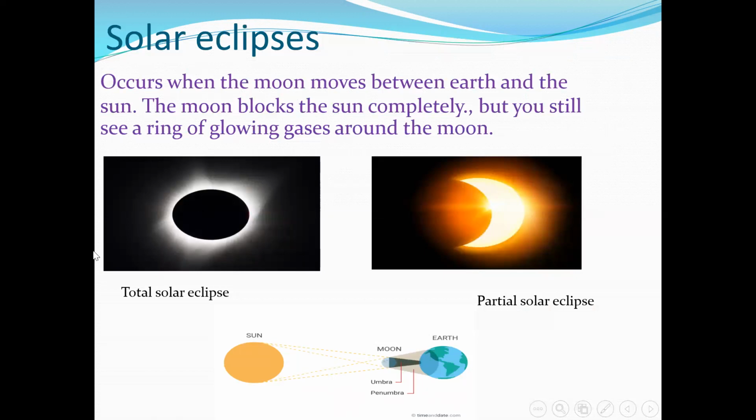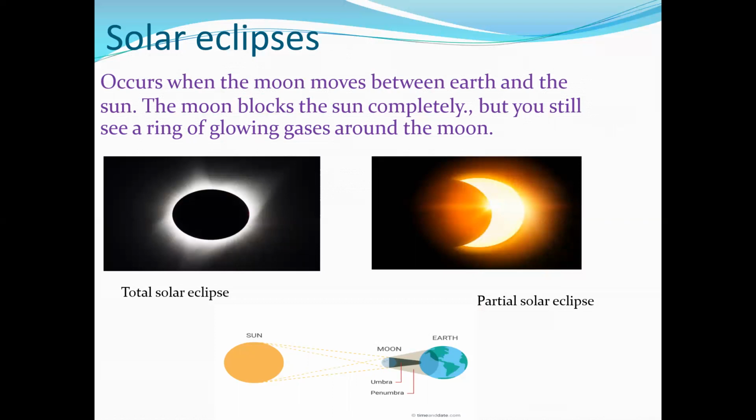A solar eclipse occurs when the moon moves between Earth and the sun. Multiple choice question: when the moon moves between Earth and the sun, do we have a solar eclipse or a lunar eclipse? It's a solar eclipse. The moon blocks the sun completely, but you still see a ring of glowing gases around the moon. We have total solar eclipse and partial solar eclipse, according to the place of your country or place you are in on Earth.